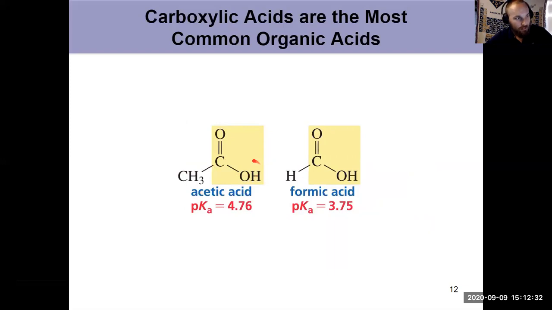Okay? And this is the acidic hydrogen. When it acts as an acid, this is the hydrogen that is lost in carboxylic acids. And these guys have a pKa in the range of about 3 to 5. You see the exact pKa's here. You do not have to worry about memorizing those. Rather, just know the range for carboxylic acids, 3 to 5.